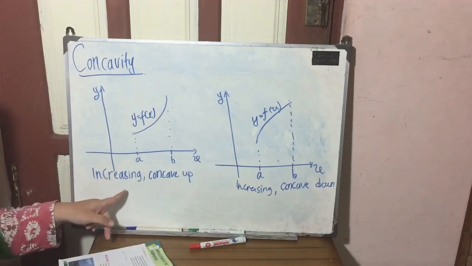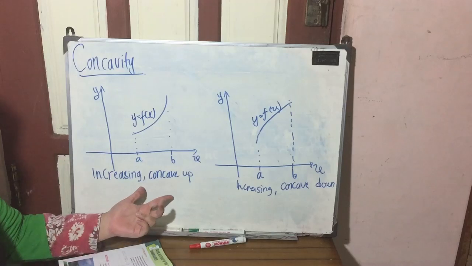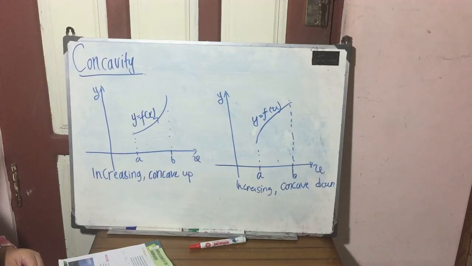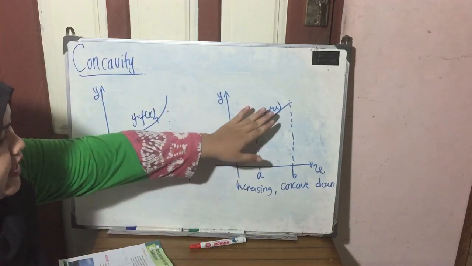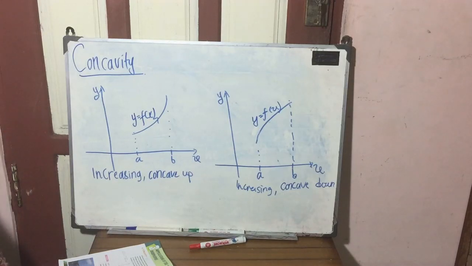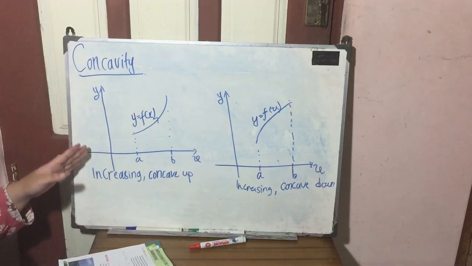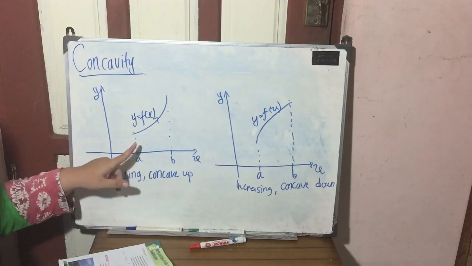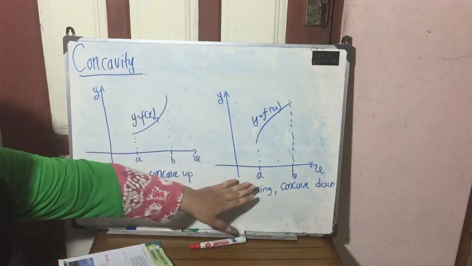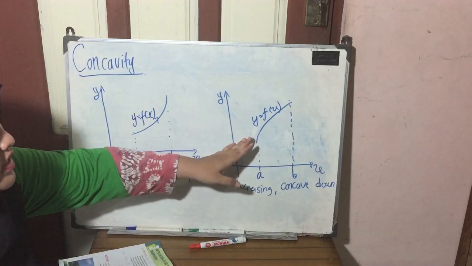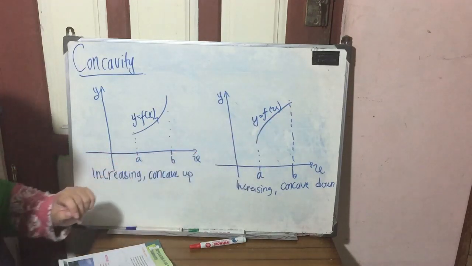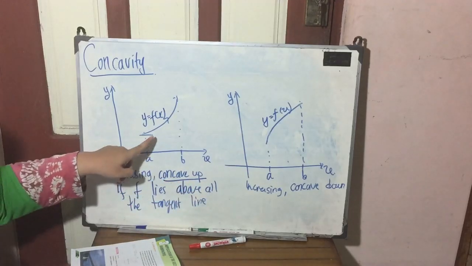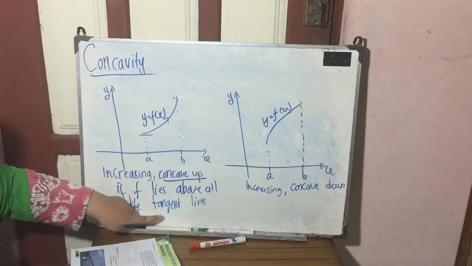The left graph is increasing, and this one is concave up. As we see, they are up to the right side. Here, increasing, but concave down. Okay, you already know concave up and then concave down. Concave up, you can see from A to B, they are up. And then concave down, from A to B is down. In concave up, F lies above the tangent line.